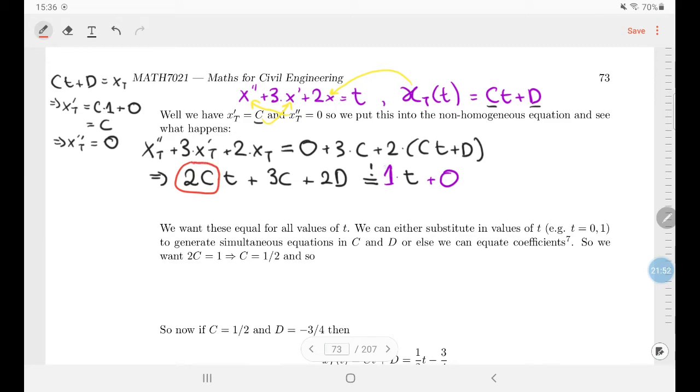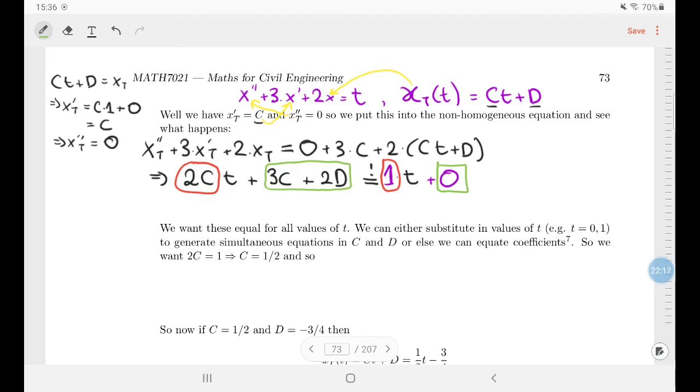And if you look at the t on the right, it's multiplied by 1. If you look at the constant term on the left, it's 3c plus 2d. And on the right, it's 0. And it turns out that if you can force 2c to equal 1 and 3c plus 2d to equal 0, then is it not obvious that they're equal for all values of t?